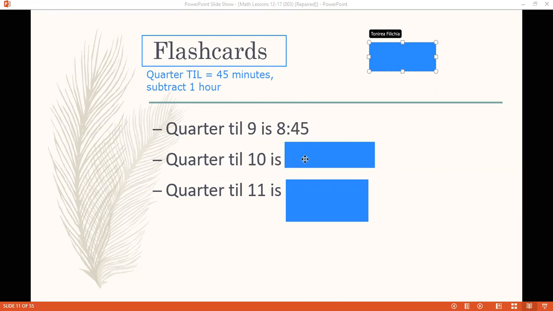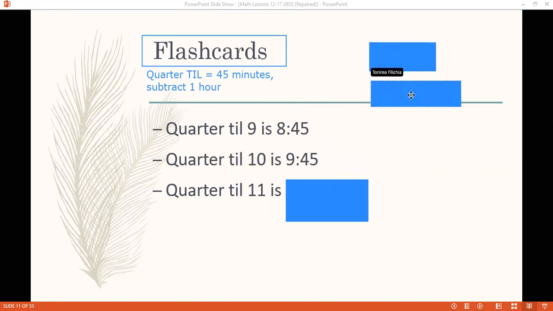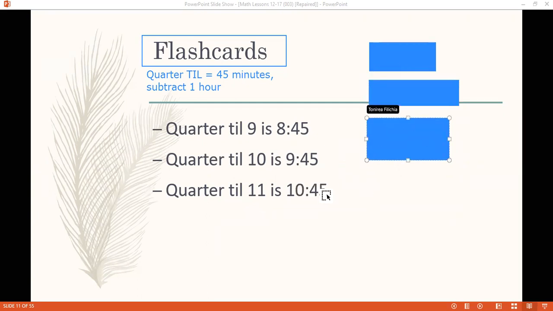And a quarter till 10 is, a quarter till equals 45 minutes, subtract 1 hour. So it is 9:45. If you got 9:45, phenomenal job. Because a quarter till 10 is 9:45. We add those 45 minutes and we subtract that 1 hour. And last one, a quarter till 11. Think about it. If you got 10:45, awesome job. It is 10:45. A quarter till 11 is 10:45. We add those 45 minutes and we subtract that 1 hour.